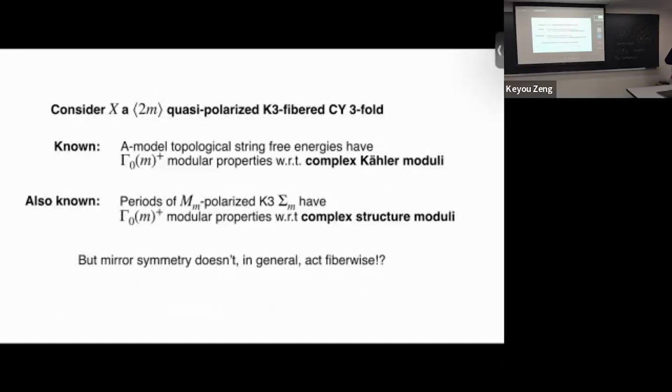Okay. So what do we know? In general, if we have a 2M quasi-polarized K3-fibered Calabi-Yau threefold, it's known that the A-model topological string free energies have Gamma_0(m)+ modular properties with respect to complexified Kähler moduli. This is sort of known by physics and established by mathematical means. But it's also known that the Gamma_0(m)+ modular properties are exactly the properties of the periods of the polarized K3s. And you might think, oh, this is something to do with fiber-wise mirror symmetry, but the answer turns out to be no, because mirror symmetry doesn't in general act fiber-wise. What is the more general story?